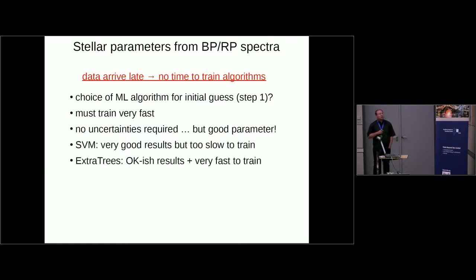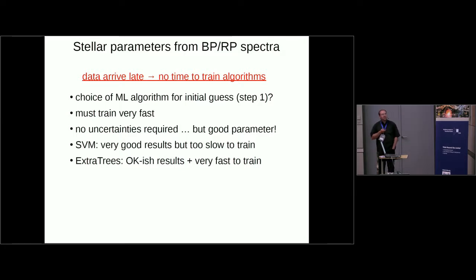So the first thing we used was a support vector machine, which provided very good results, but was, as I mentioned before, far too slow in practice to train. So we changed it to extremely randomized trees, whose scientific results are okayish. They are not as good as a support vector machine.